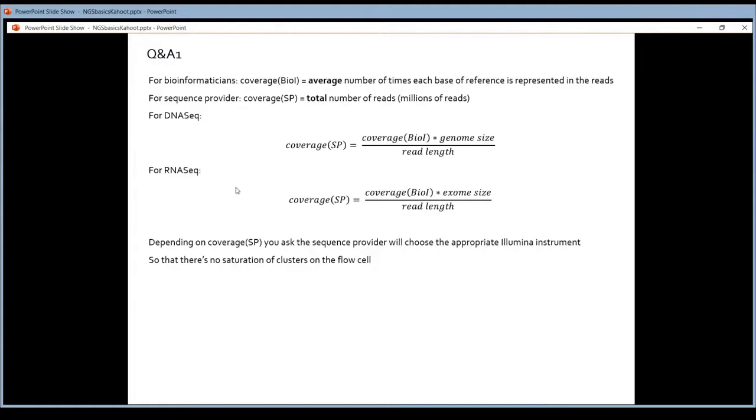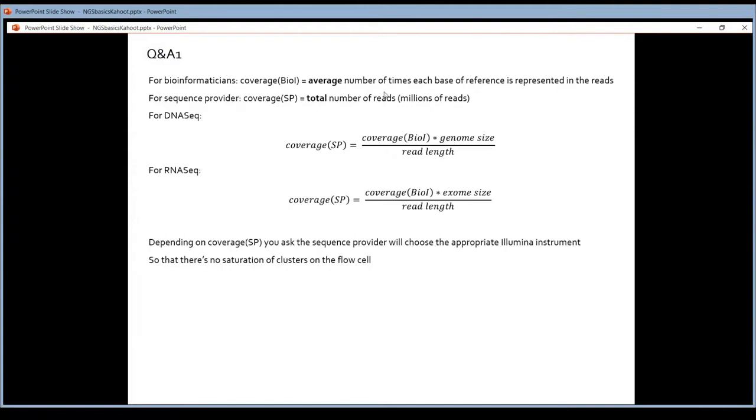For RNA-seq, you do the same thing, but of course for RNA-seq you're not looking at the full genome. You're only looking at the genes. Some of the genes will be off, they will not be expressed, but you don't know which genes are not expressed. So the best solution here is, instead of the genome size, to take the exome size, the total number of bases that are covered in exons. It will not be accurate because some of the exons will not be expressed at all, but it's the best you can get.